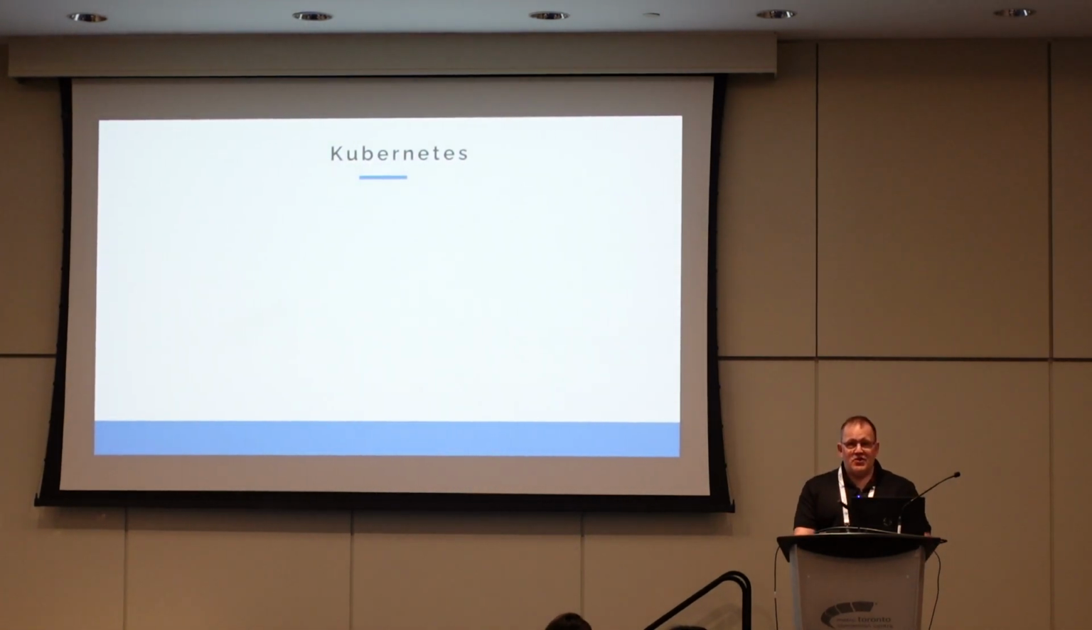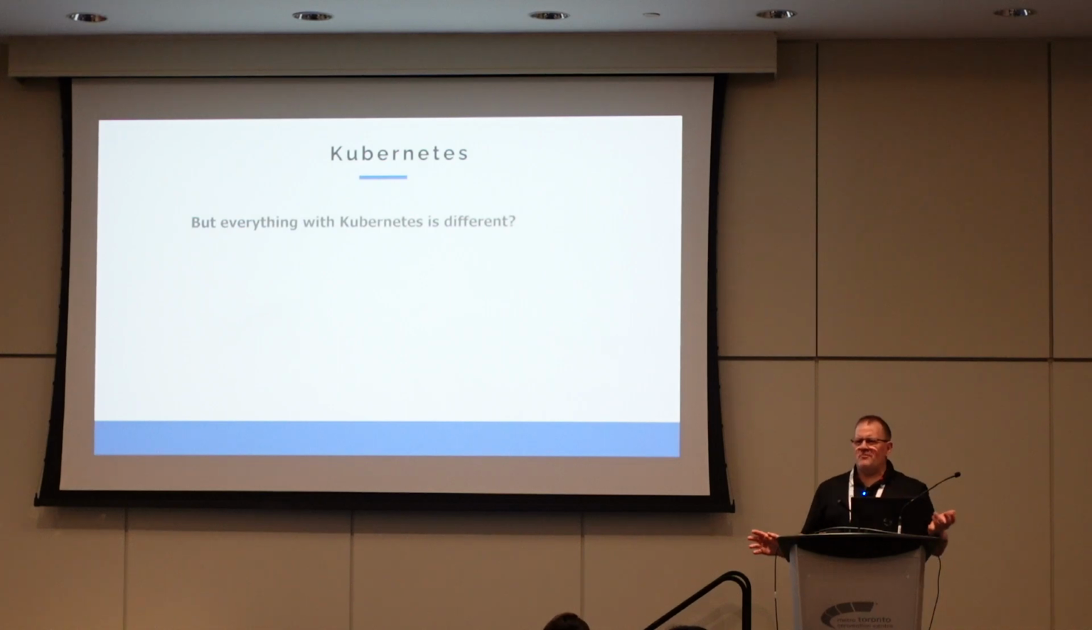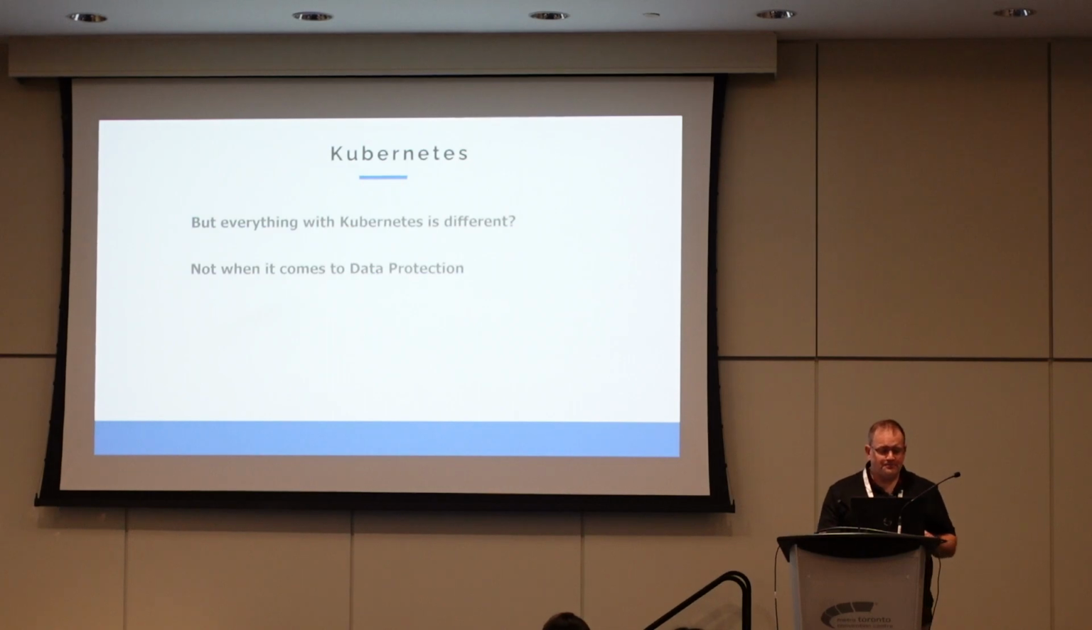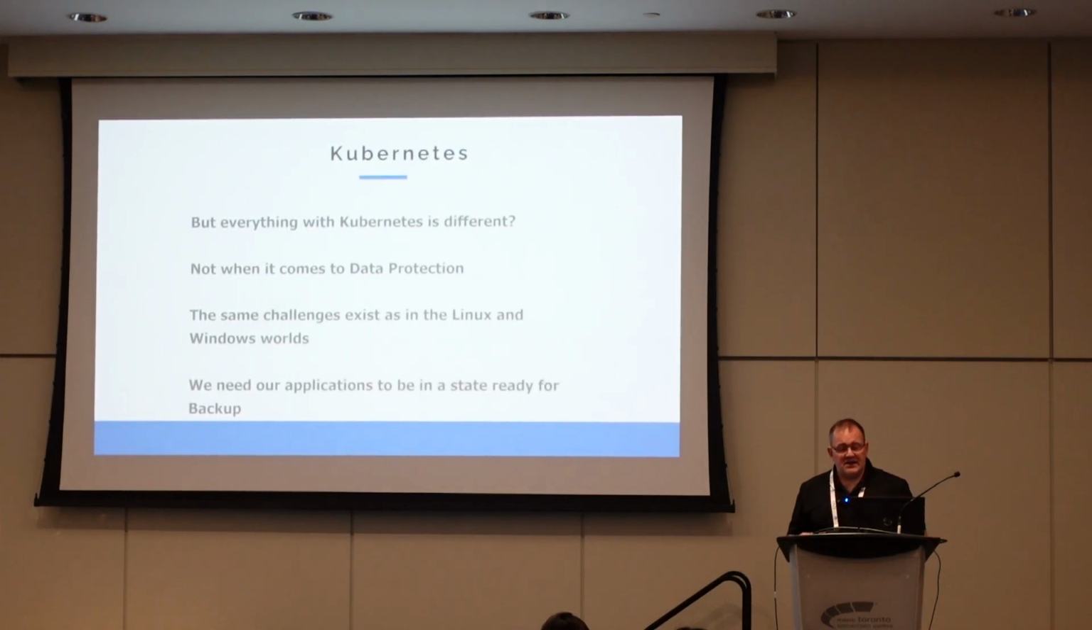Okay, Kubernetes. And you hear this a lot. People say, well, but everything's different in Kubernetes, right? I'm a vSphere administrator, my work says everything's different there. It is, except when it comes to data protection. Again, the threats that are out there are the same. We have ransomware, disasters of all kinds, so it isn't different. And when it comes to application-aware, you also have to have your Kubernetes deployments ready for backup. That same MySQL that runs in a Linux VM is running in your Kubernetes the same way. So the same challenges exist as in Linux and in the Windows world. And we need our applications to be in a state ready for backup.